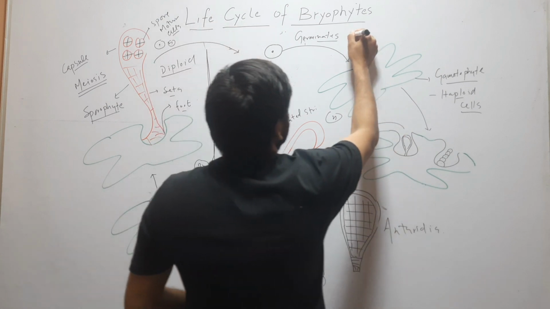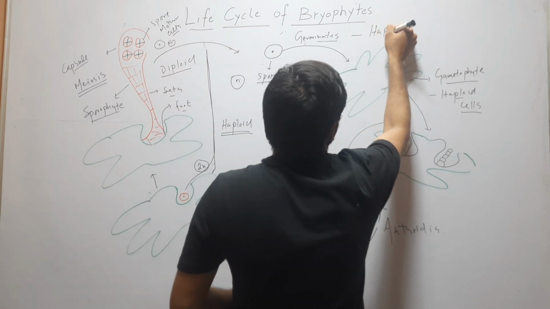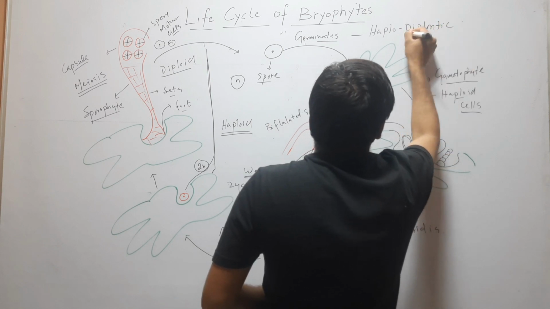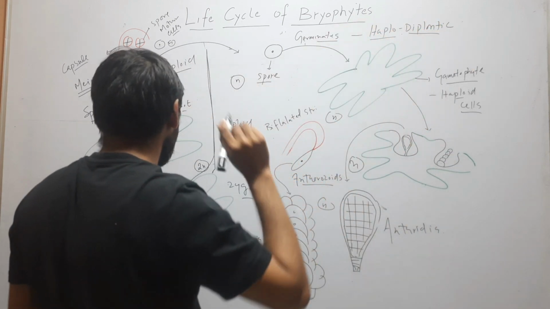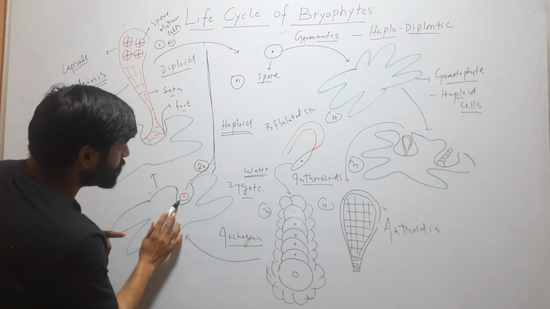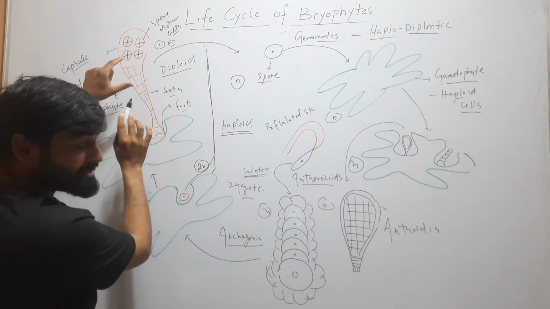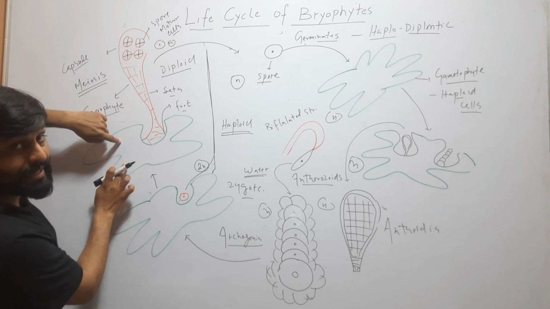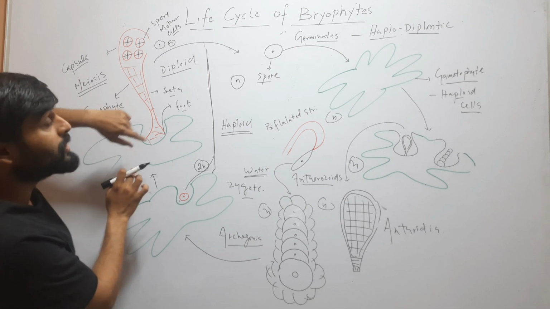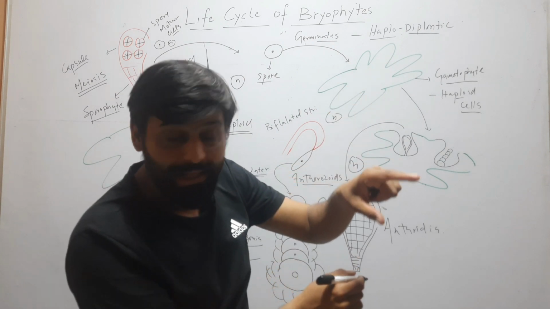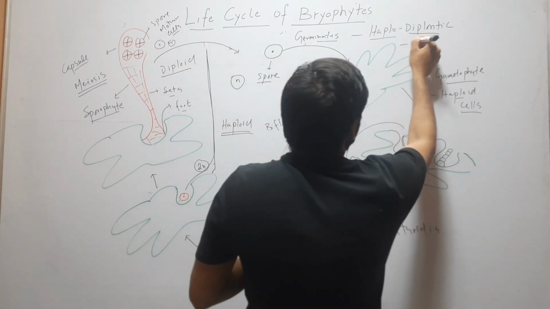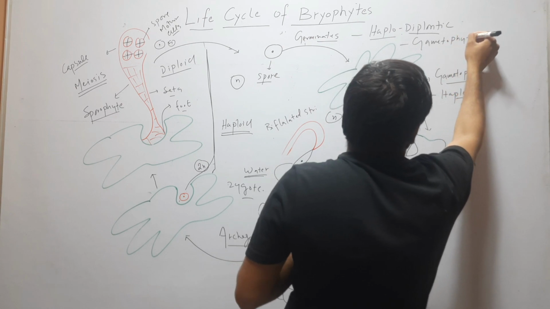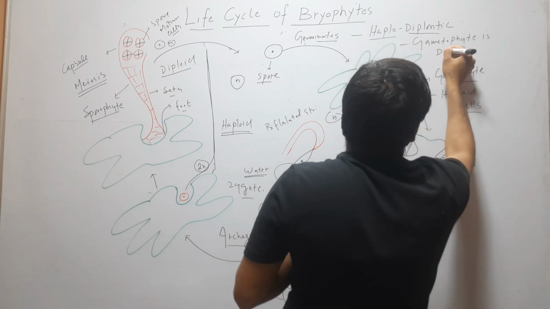So the life cycle is called haplodiplontic, and you can see that here this zygote or this sporophyte, this diploid structure, is dependent on this structure that is called the gametophyte, haploid. So the life cycle is haplodiplontic, in which the gametophyte is dominant.